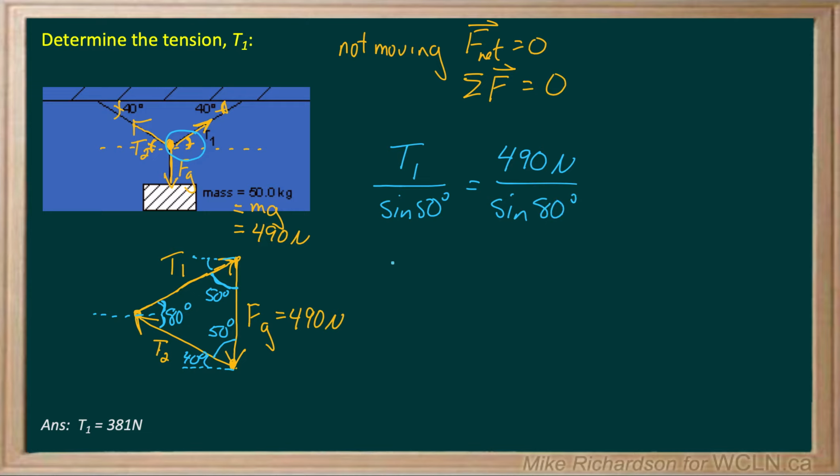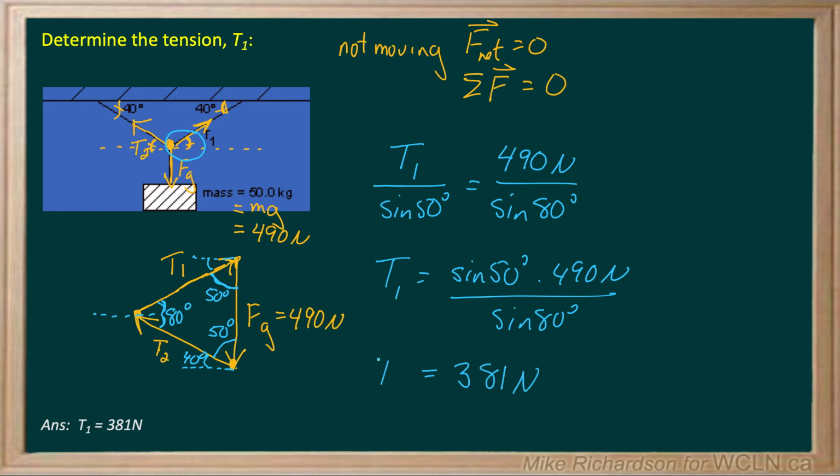Now if I want to solve for T1, I multiply both sides by sine 50. And when I crank that out in my calculator, you get your answer to be 381 newtons. Now you could do the same thing for T2, but notice there's some symmetry in the triangle. I've got two angles here that are 50 degrees, so it's an isosceles triangle, we say. So T2 would be the same. It would also be 381 newtons, and that's a predictable result based on the symmetry of the question above.